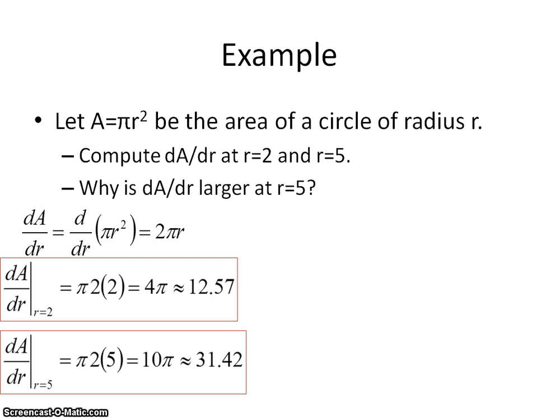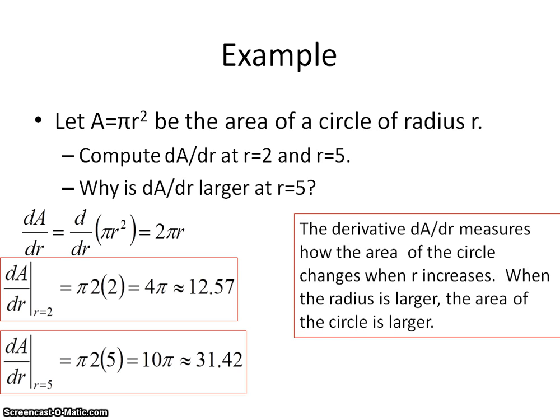And if you think about it, if my radius is bigger, then my area has to be bigger. So the derivative measures how the area of the circle changes when the radius increases. So of course, when my radius is larger, the area of the circle is larger, and thus increasing more quickly.